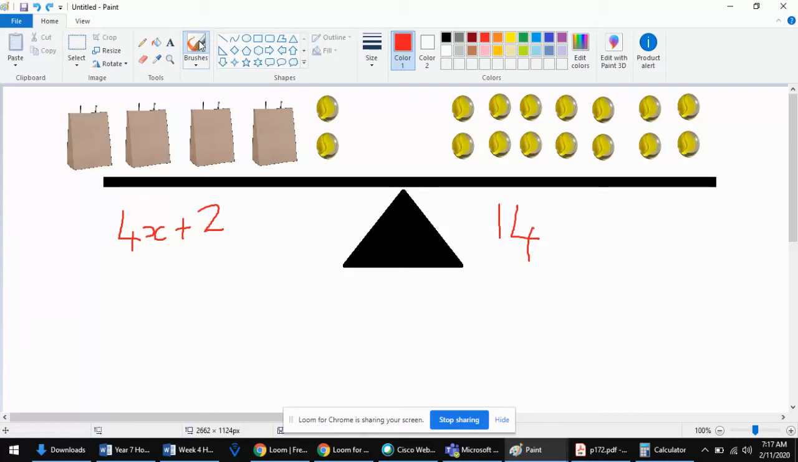Thanks for joining me today. So we are looking at two-step equations. Now you can see here that I've got 4 variables, 4x, and I've got two marbles. On my right-hand side, I've got 14 marbles. So I always think about BIDMAS, B-I-D-M-A-S.